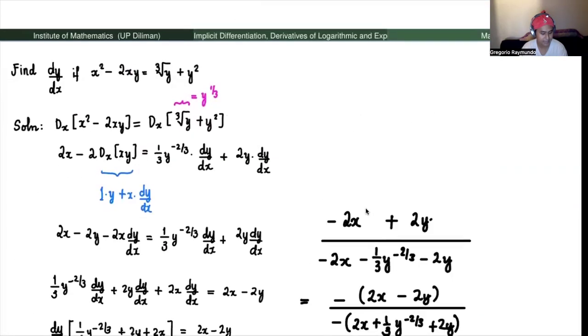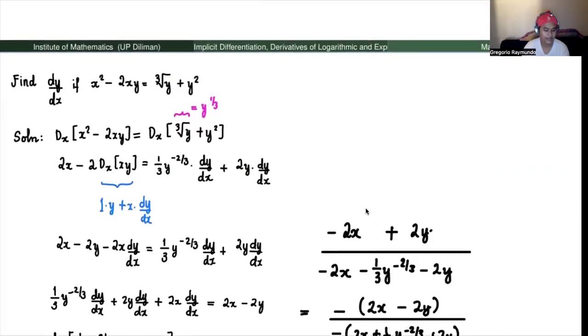Let's look at this next example. So how about find dy over dx if you have x squared minus 2xy equal to cube root of 1 plus y squared. Okay? So we have here get a derivative of both sides. Okay? So hindi kasi natin ma-isolate si x away from y. So get the derivative of both sides.